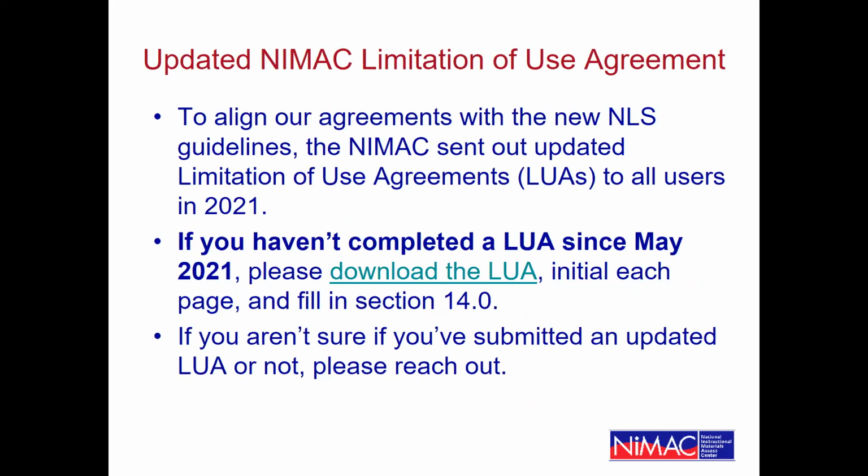So if you are newer than the version of the limitation of use agreement that you received when you registered, it's already the right one. But if you have been on board since before May of 2021 and you don't think that you received the updated LUA, or for whatever reason you don't think that you sent it in, let us know. We'll check it out for you and make sure everything is copacetic.